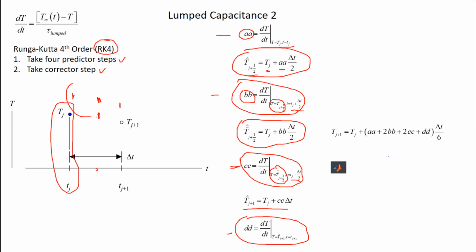So I have 4 estimates of the time rate of change inside of this time step. The last thing I need to do is put them all together in a way that gives me the corrector step, right? So I put that all together to give me my actual temperature at the end of the time step. It's going to be the initial temperature, and then all I'm doing here is weighting those 4 estimates of the time rate of change.